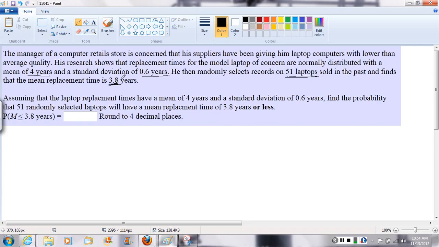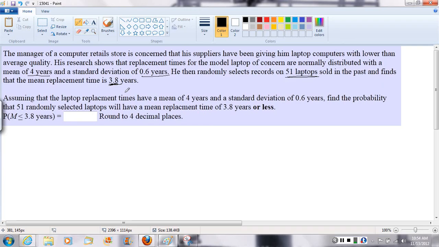So someone who hasn't taken statistics could look at this 3.8 and say, well, that's really close to 4 years. There's probably nothing wrong with those laptops. Or they might say, well, it's less than 4 years, so definitely the laptops he's being sent must come from a factory that's not as good as the other factories, and so he's getting laptops that aren't as good as the standard for this brand.